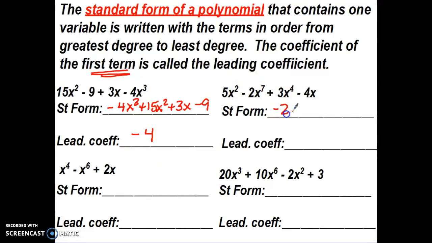All right. So right here, the greatest degree would be 7. So we have negative 2x to the 7th power plus 3x to the 4th power plus 5x squared minus 4x. And the leading coefficient would be negative 2, the coefficient of the first term. All right, y'all gonna do the rest. Great. 7 minutes in, 8 minutes to go.